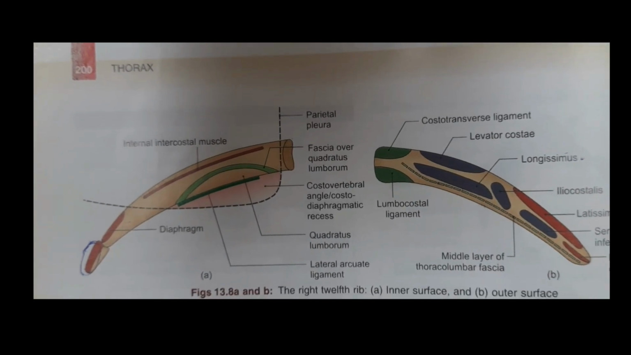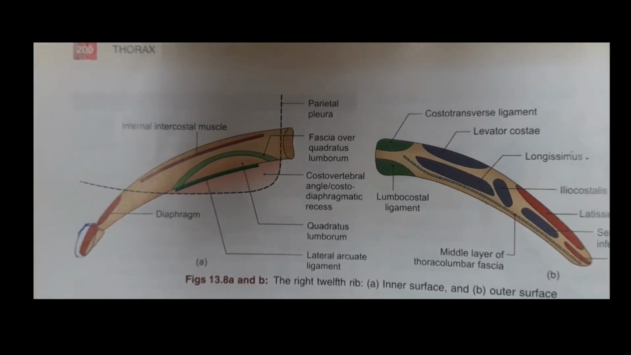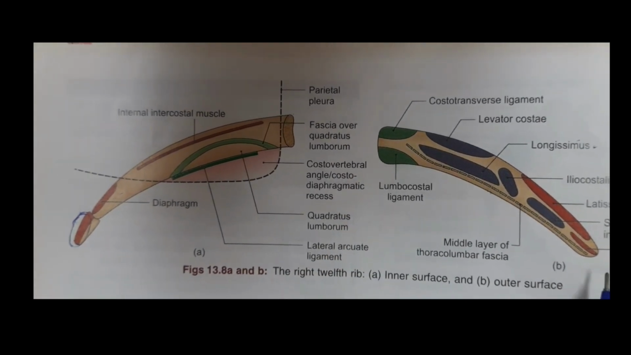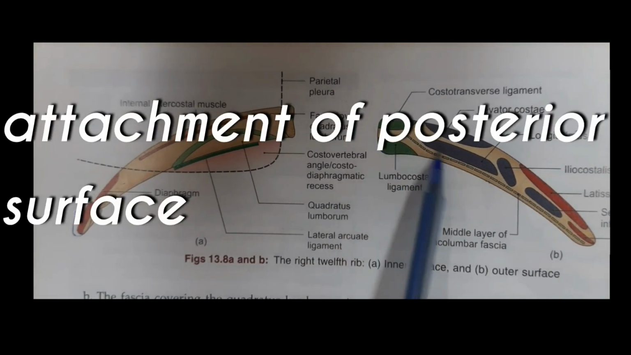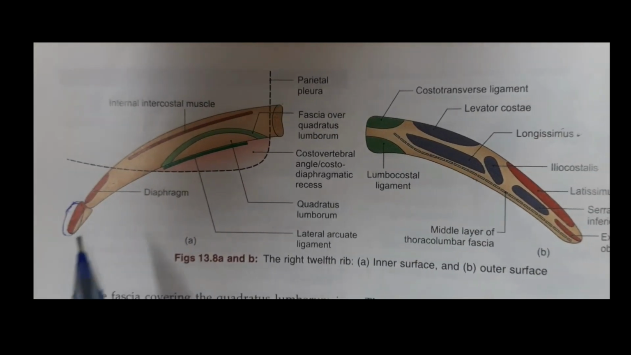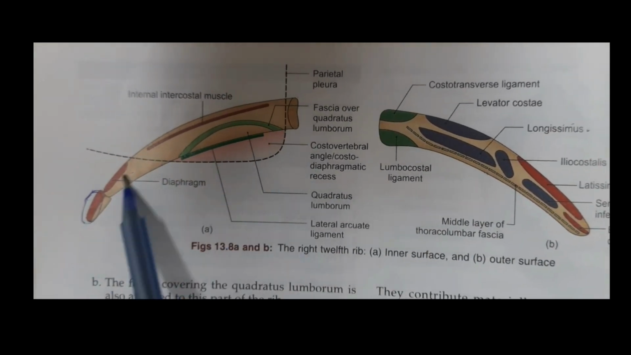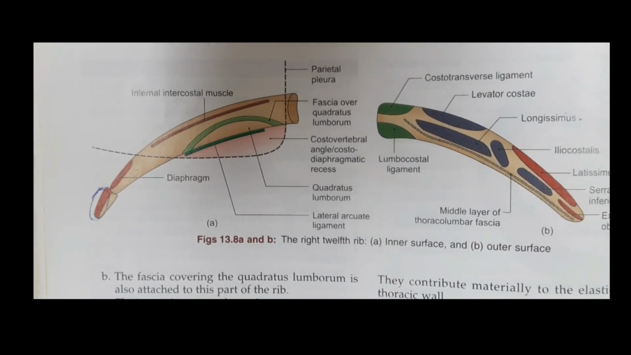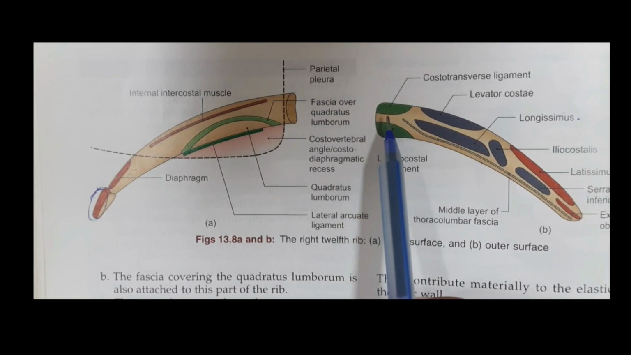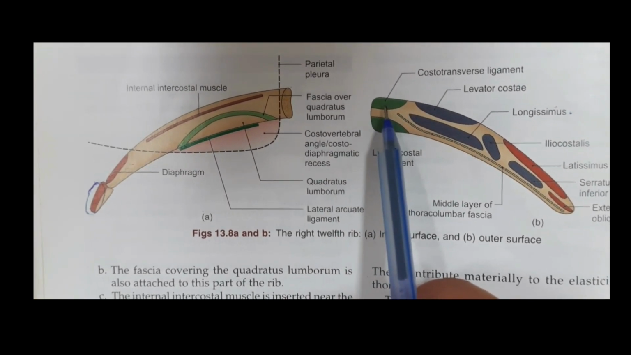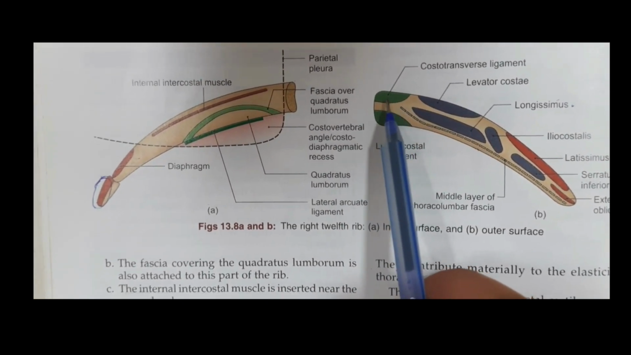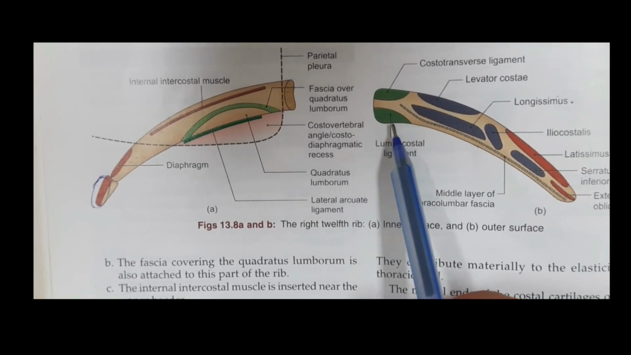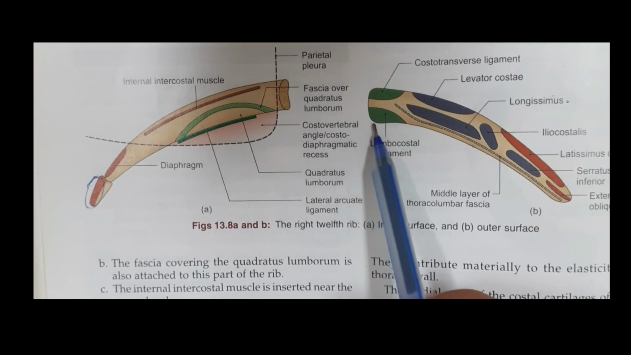Now we will see the attachments over the posterior surface of the 12th rib. This one is the medial end, this one is the lateral end. This whole thing is the posterior surface. This one is the anterior surface. Now over the posterior surface, in the medial half, there will be the costotransverse ligament in the upper part near the medial end and the lumbocostal ligament in the lower part near the medial end.